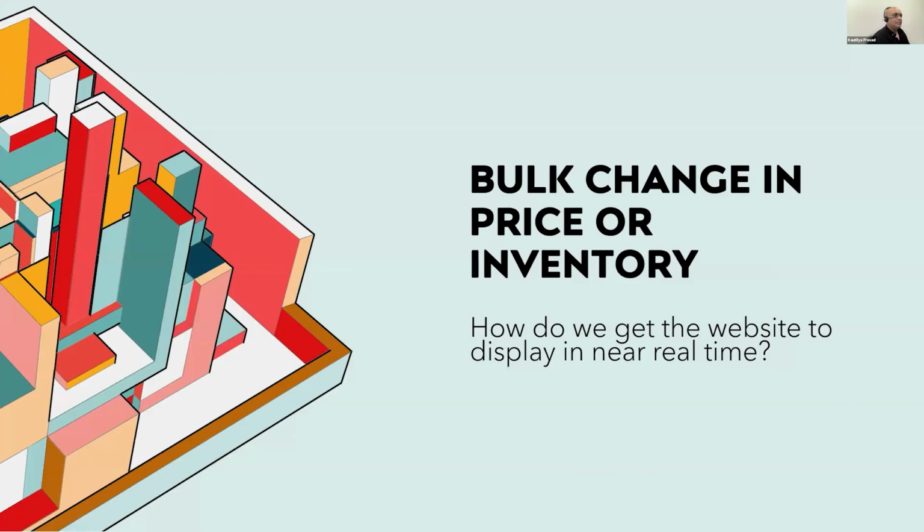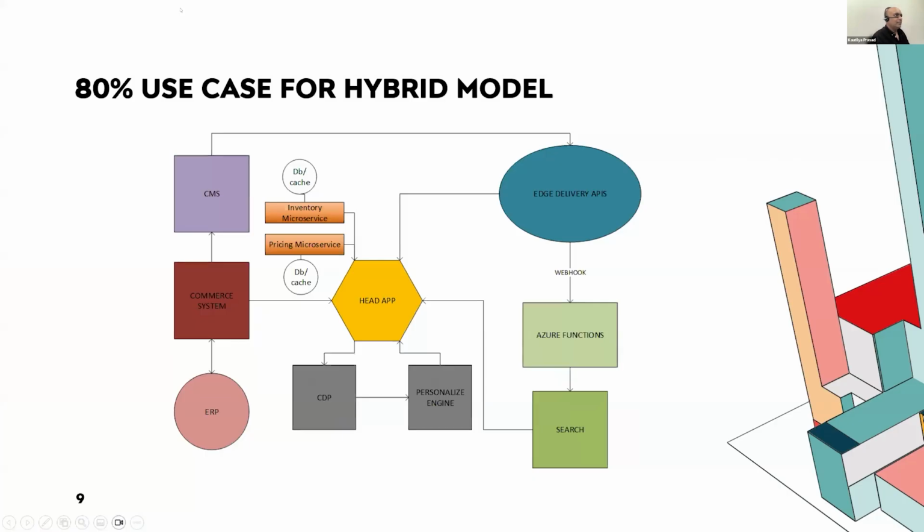Now let's look at this architecture. This is an architecture that covers 80% of the use case where you want to have bulk inventory and updates to it. So what we did here is basically separate out pricing and inventory into its own microservice. Well, it works. Yes, there's an overhead to deploy and everything here.